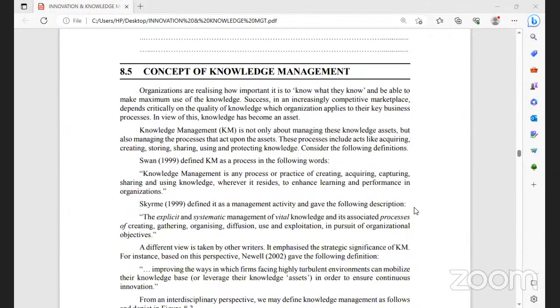And the next concept is the concept of knowledge management. Very important. We have an emergent environment of knowledge, but how to manage that in decision making plays a crucial role in solving real-world problems in the day-to-day environment. Organizations are realizing how important it is to know what they know and be able to make maximum usage of the knowledge. Success in an increasingly competitive marketplace depends critically on the quality of knowledge which organizations apply to their key business processes. In view of this, knowledge has become an asset. That is very, very important. Knowledge is an asset.